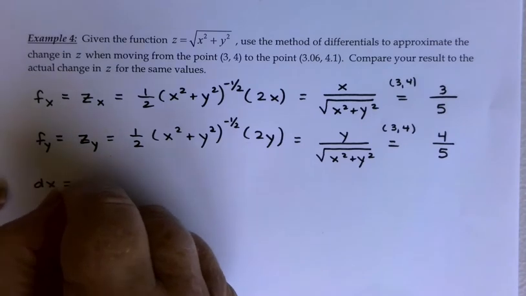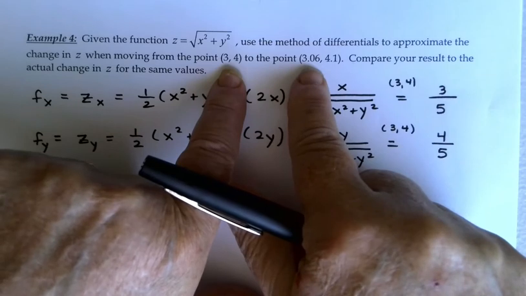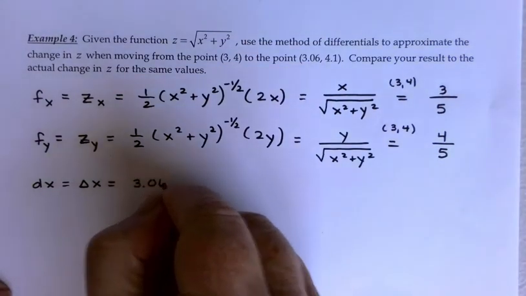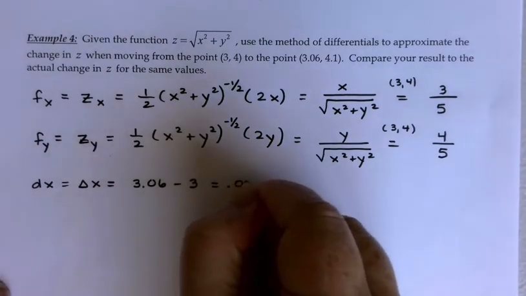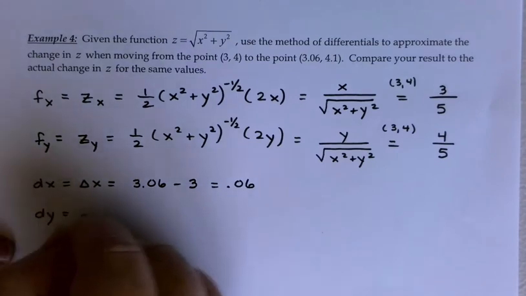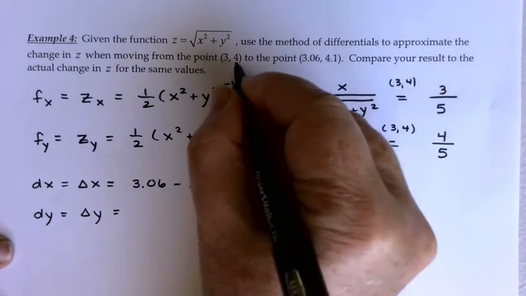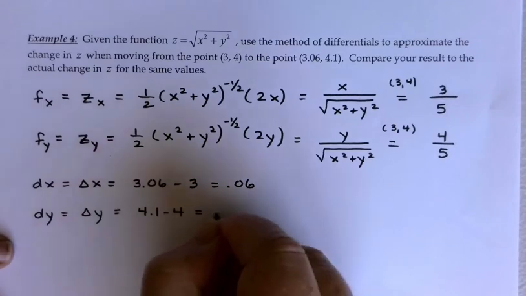dx is the same as the change in x. And if I look at my point, it's pretty clear it's 0.06. I'll write it out just in case you want to look back sometime, but the new x minus the old x, 0.06 in this case. And the same thing for dy. dy is just the change in y. So that would be 4.1 minus 4, or 0.1.